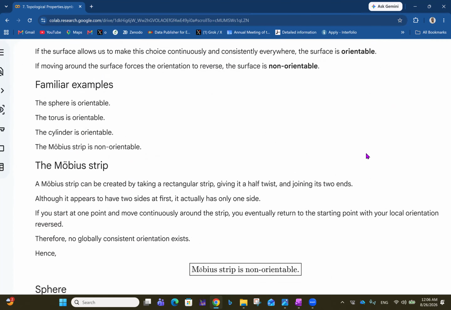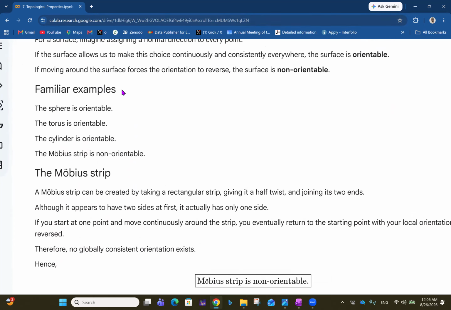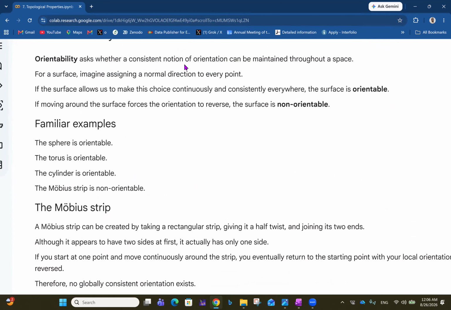Say you have a sphere. The sphere is orientable because if you assign a normal direction to every point and move around the sphere, the orientation does not reverse, right? You can keep going in the same direction. So the sphere is orientable. Same for the torus, same for the cylinder.